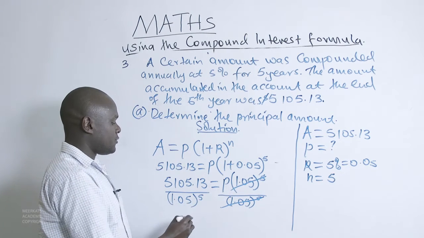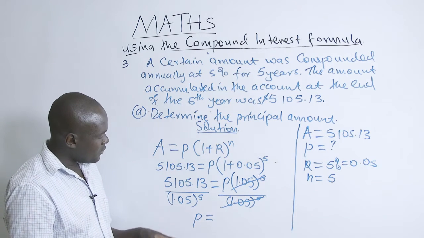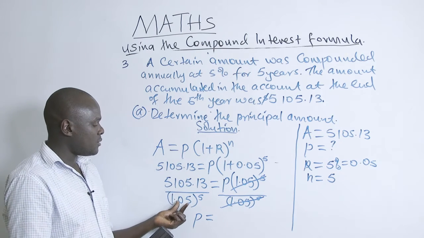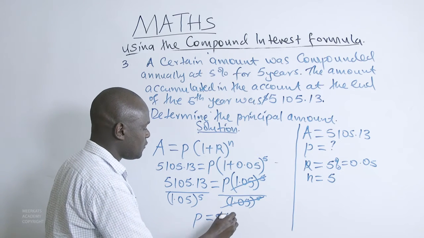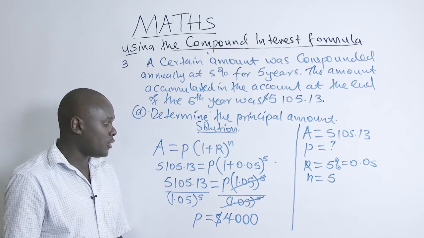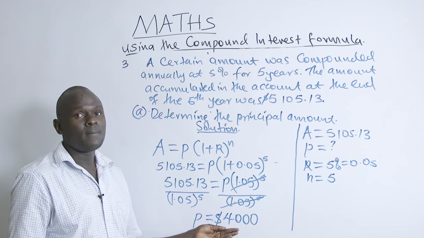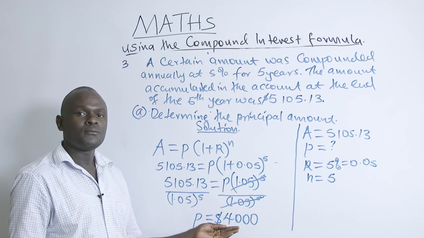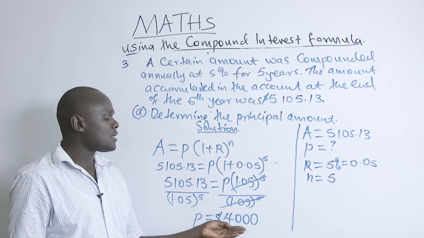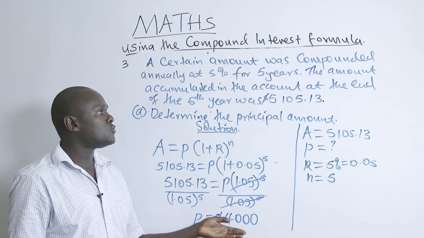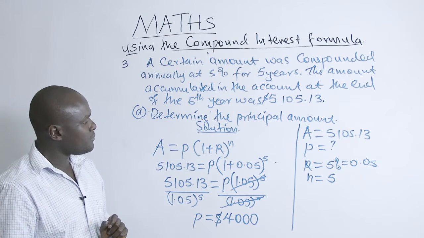And this will cancel, so that our principal will be equal to the number when you divide by 1.05 raised to power 5. We are going to get a principal of $4,000. So this amount is what was invested at the beginning, and it is the amount on which a compound interest accrued, giving us an amount to the tune of 5,105.13.